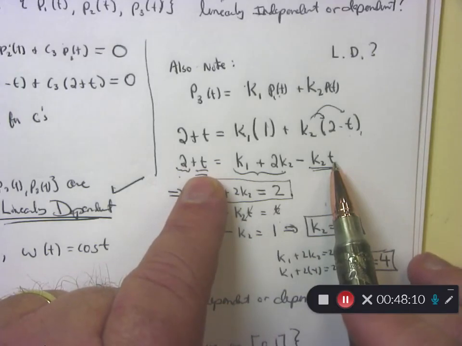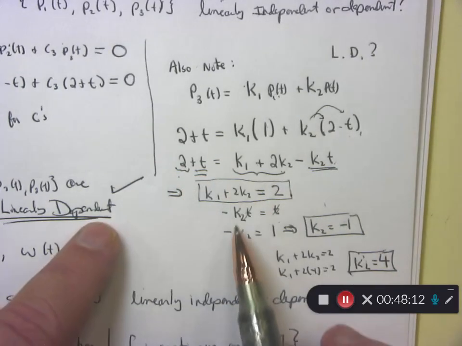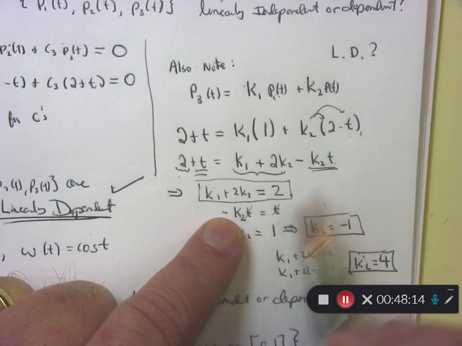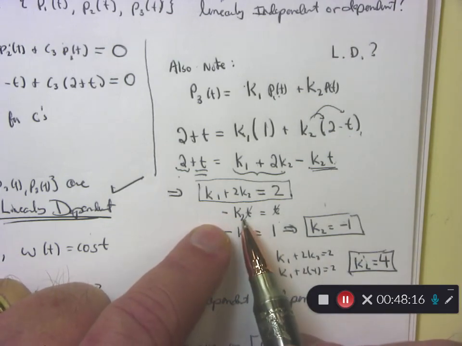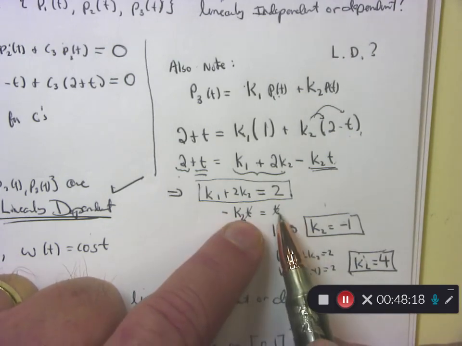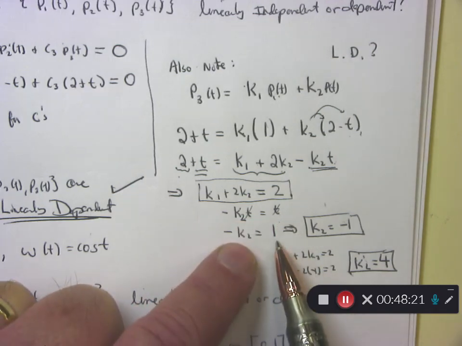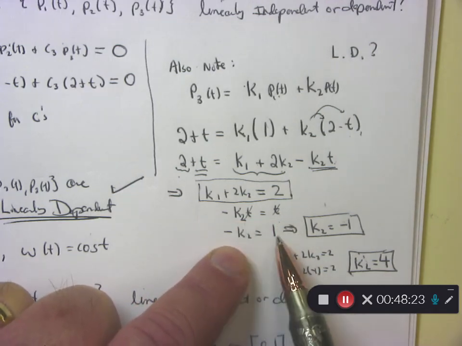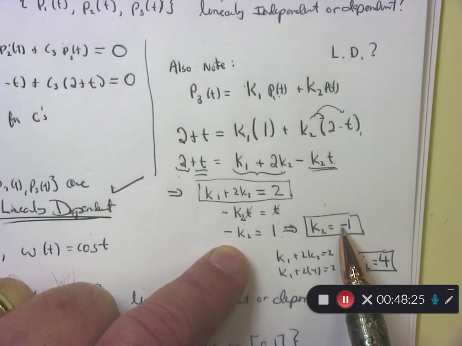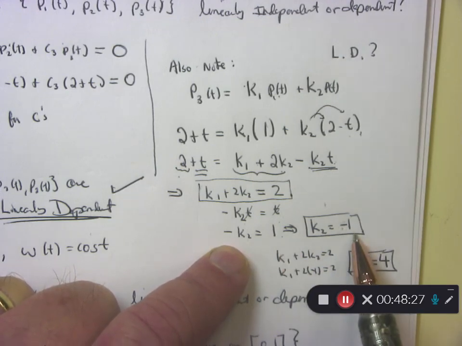So you're setting like terms equal to each other. I wrote the T over here is equal to negative K2T. Well, I can divide by T on both sides to get myself an equation, and that's what I did. So negative K2 equals 1, and that made it very quick. I can solve for K2. K2 is going to be negative 1.